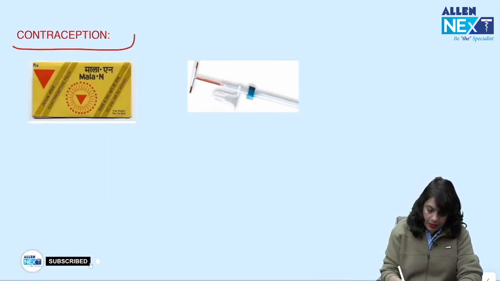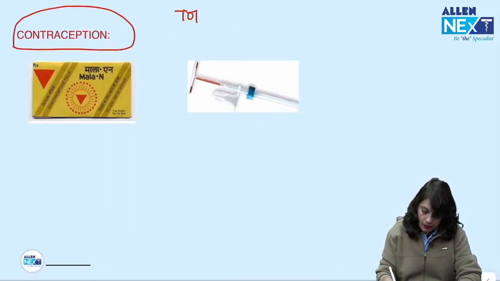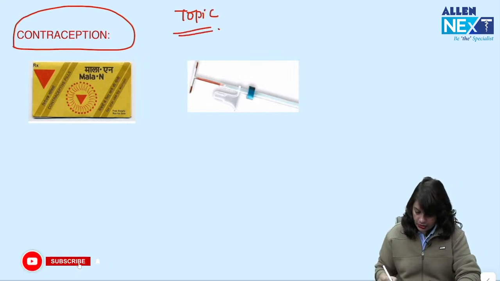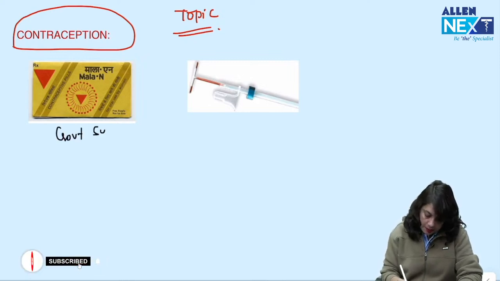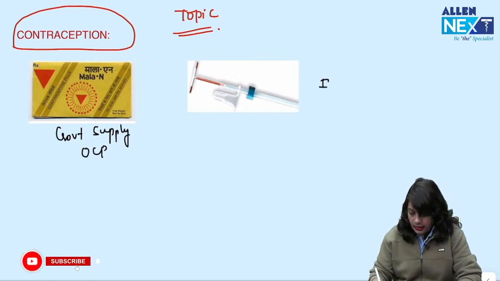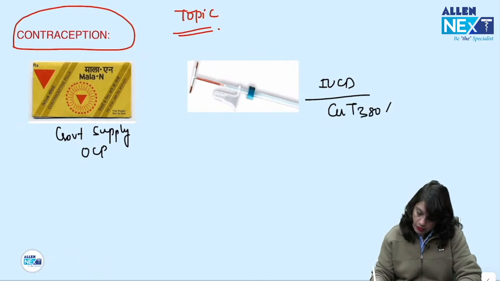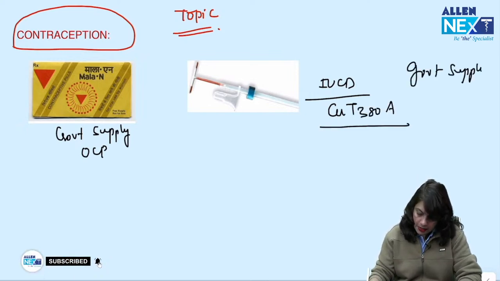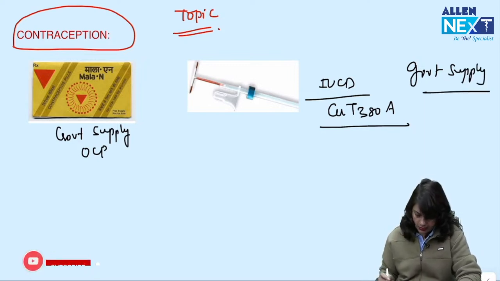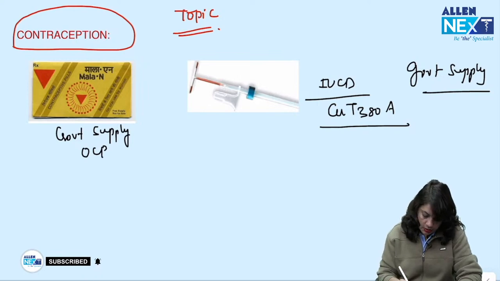Now, next topic of discussion is contraception. So, this is Mala N. This is a government supply OCP. And this is IUCD. Which IUCD? Copper T 380A. Again, that is government supply and we are applying it free of cost. Okay. So, Mala N. What is the composition?